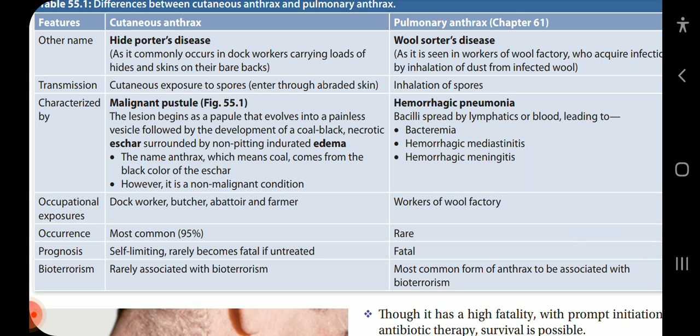Occupational exposure: dock worker, butcher, abattoir worker, and farmer. Occurrence: most common, 95%. Prognosis: self-limiting, rarely becomes fatal if untreated, rarely associated with bioterrorism.